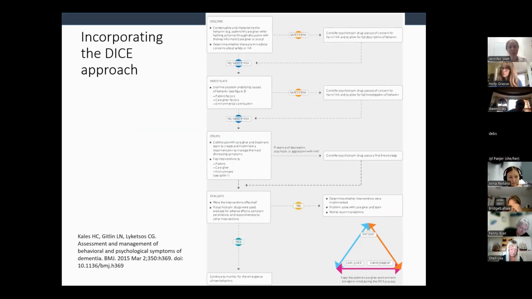And many people are again very familiar with the DICE approach. Today we're not talking about the whole DICE approach, but we're certainly talking about trying to describe the behavior, describe the person in their whole context, considering their caregiver and their environment, and investigating those potential predisposing and precipitating and perpetuating factors that might be worsening the behavior that we're seeing.